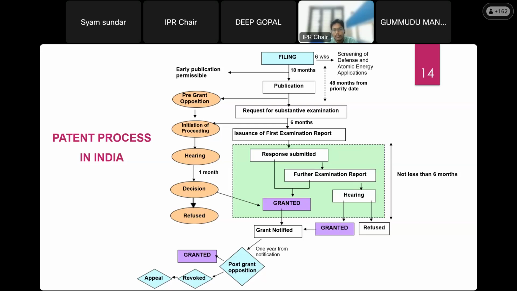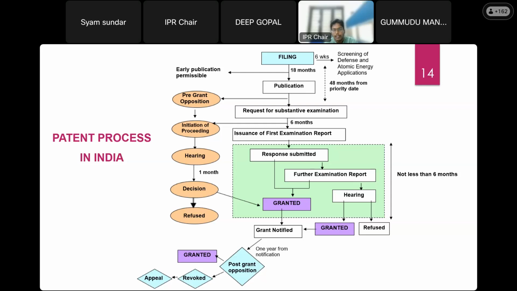You should submit the response within 6 months, or it can be extended by 3 more months, a maximum of 9 months. Within that time, you need to give a complete reply and make the examiner satisfied that you satisfy novelty and inventive step. Whatever comments he has given and wherever he has raised objections, you need to answer them. You need to reply in a proper way and convince him.